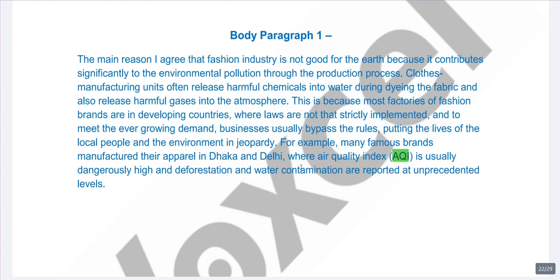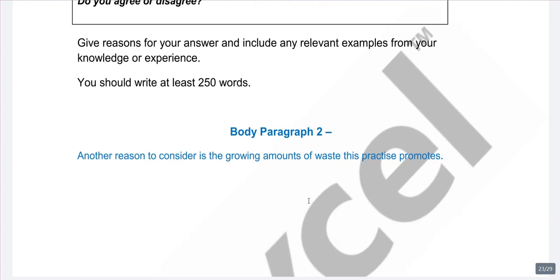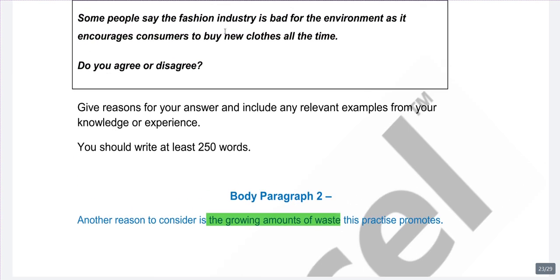Moving on to body paragraph 2. So again, the structure would remain the same. First, we will introduce our second idea. Another reason to consider is the growing amounts of waste this practice promotes. So the second idea is growing amounts of waste, excessive waste. This practice promotes. So this practice, meaning to say, encouraging people to buy new clothes all the time. So this has been paraphrased as this practice. I hope it is clear.